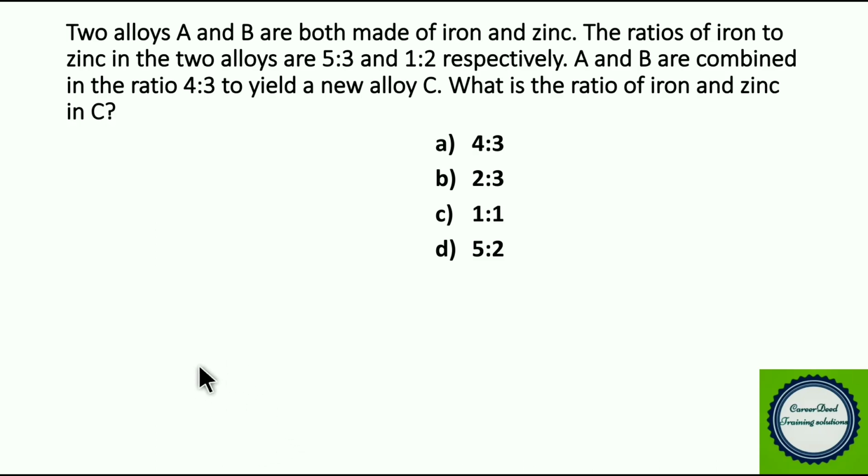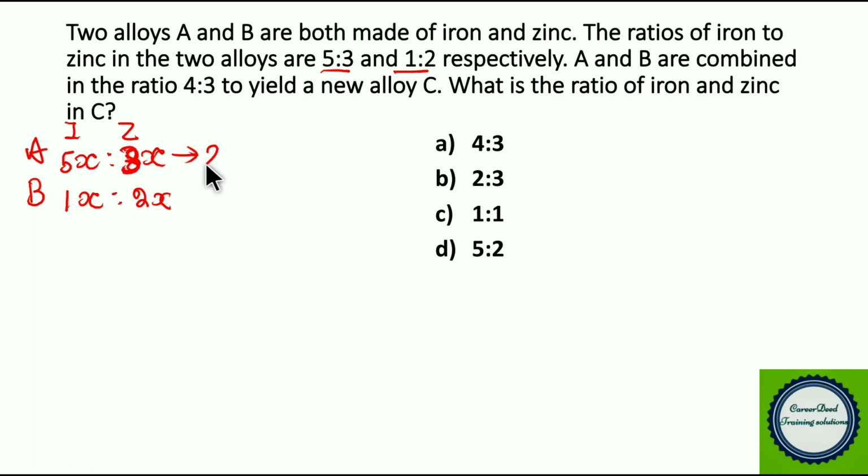So we have two alloys A and B. So in alloy A we have iron and zinc in the ratio 5:3. So we have 5 parts of iron and zinc we have 3 parts. And if you take alloy B, we have iron and zinc in the ratio 1:2. So iron we have 1 part and zinc we have 2 parts. So totally we have how many parts here? 5 plus 3, 8 parts. And in alloy B we totally have 3 parts.